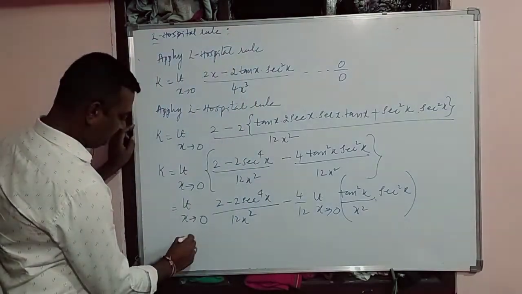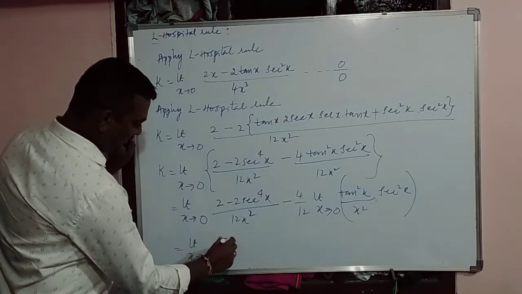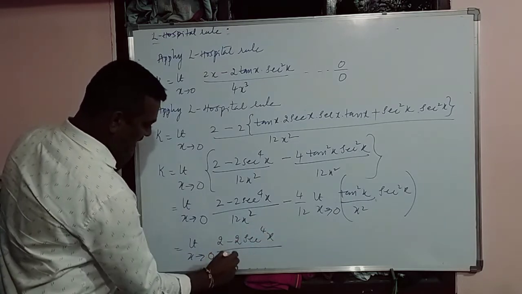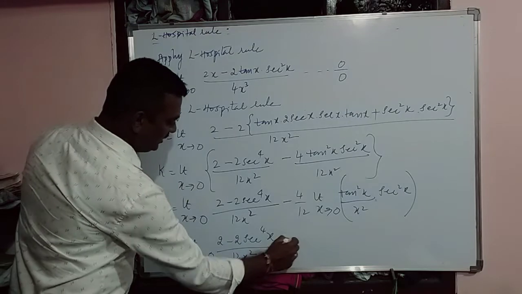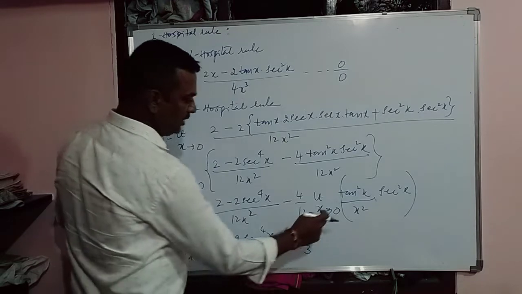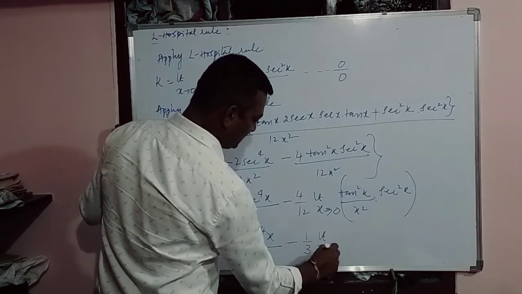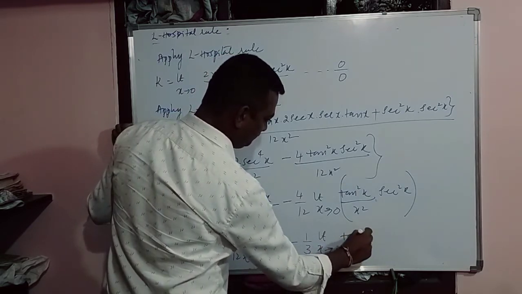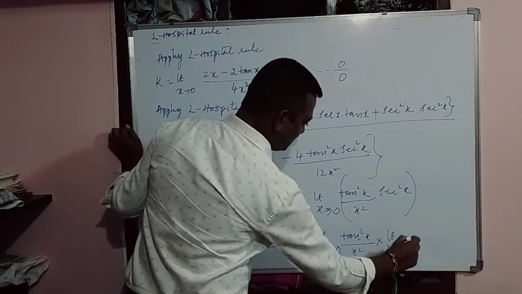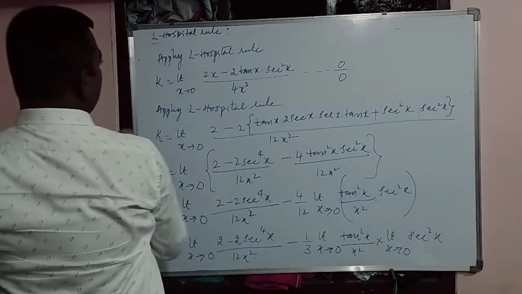Further, the limit as x tends to 0. I will apply L'Hospital rule later for the first part: 2 minus 2 secant raised to 4x divided by 12x square, minus 4 by 12, which is 1 by 3. Apply the limit of a product, which is the product of limits: the limit as x tends to 0 of tan square x by x square, into the limit as x tends to 0 of secant square x.